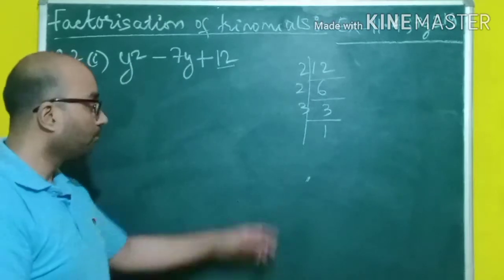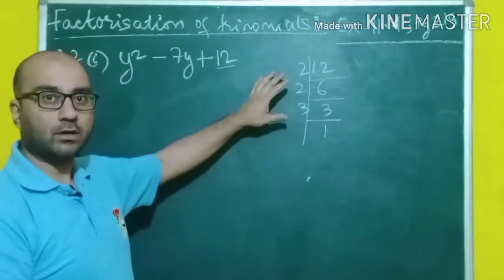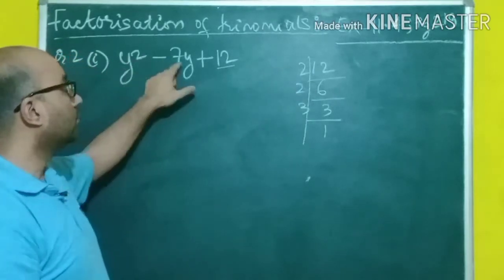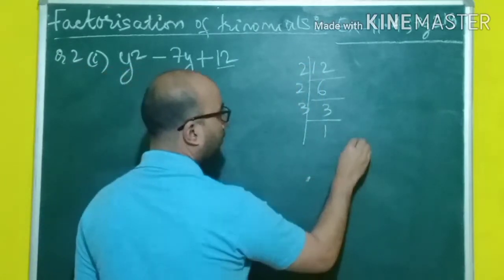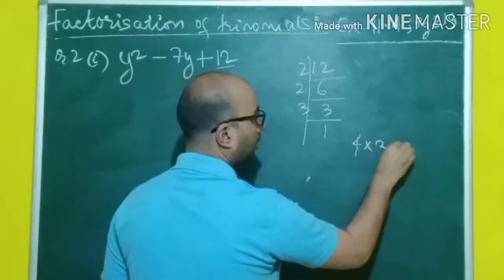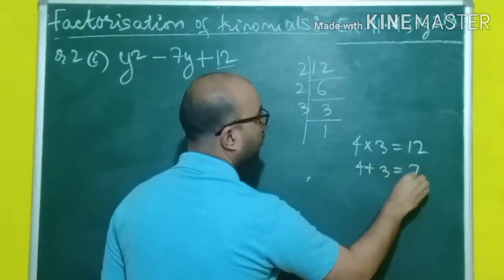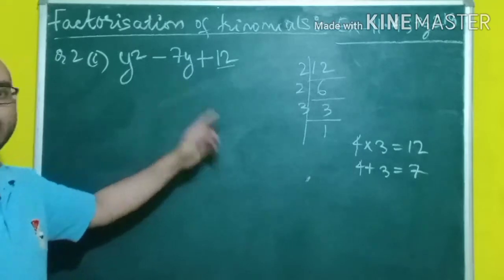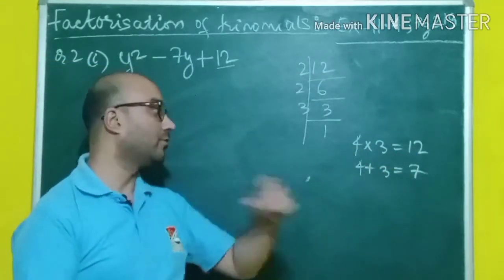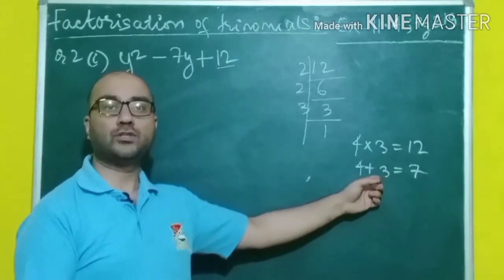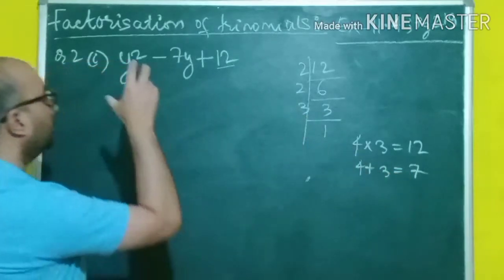Okay, now we need to have a suitable combination. You need to check the combination, and the combination should be such that it should give us 7. Okay, so 2 2s are 4. What if we write 4 into 3 is giving us 12, and what is 4 plus 3? 4 plus 3 will give us 7. Okay, so 4 3s are 12, and 4 plus 3 is giving us 7. So what is the most suitable combination we can use here? 4 plus 3.